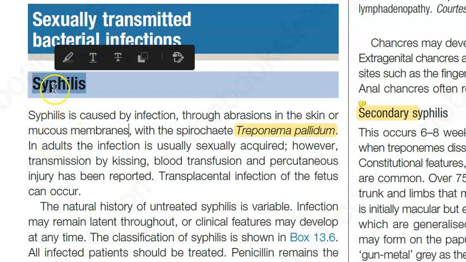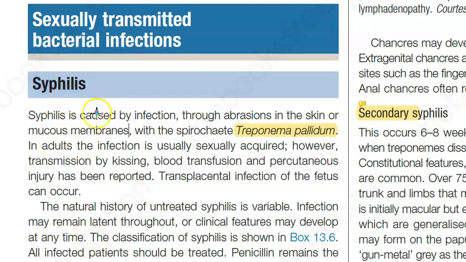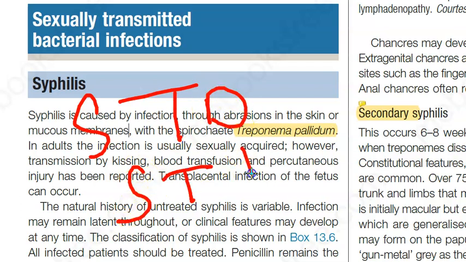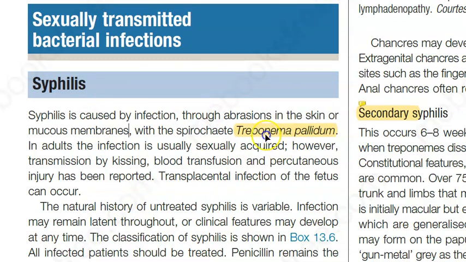Guys, in this video, we want to look at syphilis. So basically, syphilis is a sexually transmitted disease, STD, right? Or you can say sexually transmitted infection. It is caused by bacteria. The bacteria is Treponema pallidum, right? You have heard so much of this, Treponema pallidum.